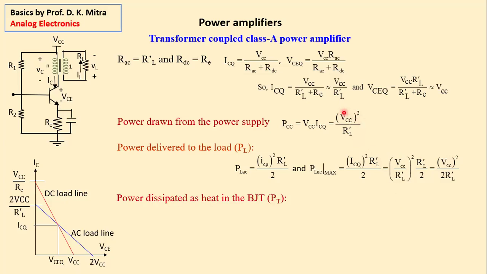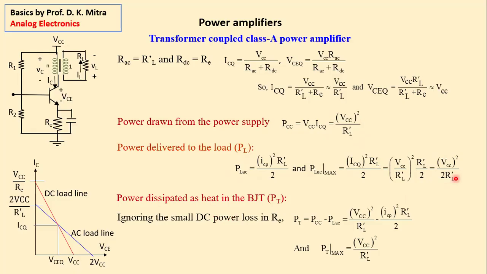So we have got the power drawn from the battery. We have got the power delivered to the load. And the maximum power delivered to the load is VCC. What next is the power dissipated in the transistor as heat? From the other equation, it is the power drawn from the battery minus the power delivered to the load. There was another item, the power lost in the emitter resistor, which is very small, which we have ignored. Value we have got here, and PLAC value we have got here.